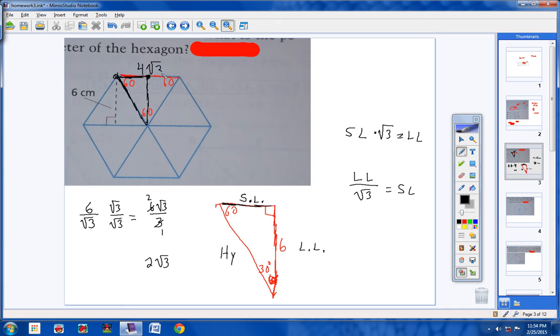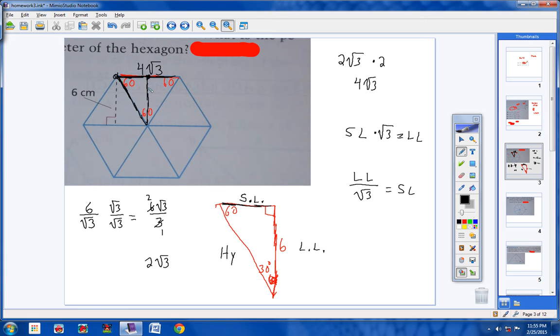Now, if you don't see where I got that, look at it like this. Instead of taking 2 square root of 3 plus 2 square root of 3, just take 2 square root of 3 times what? Times 2. So 2 times 2 is 4. 4 square root of 3. So this whole side here is 4 square root of 3.